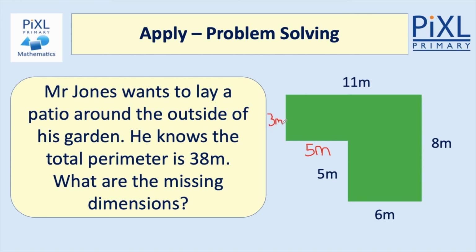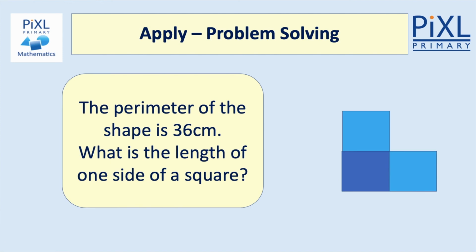And to check that we've got that right, we can add them all together. So 11 add 8 is 19, add 6 is 25, add 5 is 30, 35, and then 3 more is 38. Another one here, the perimeter of the shape is 36 centimetres. What is the length of one side of a square?